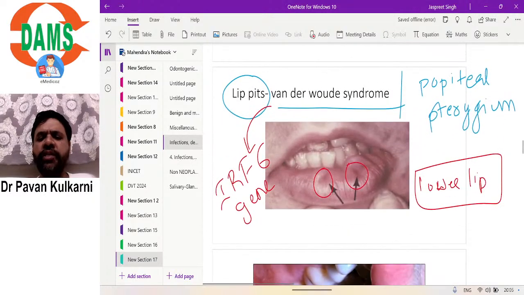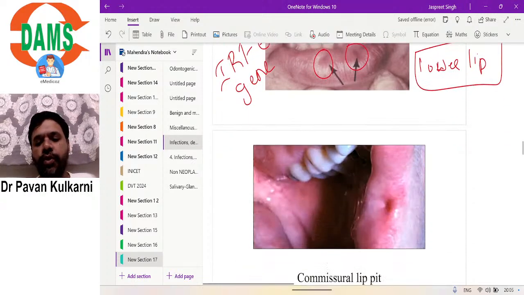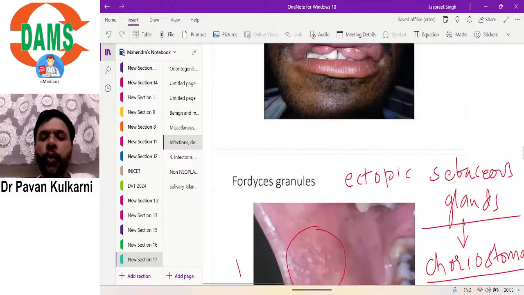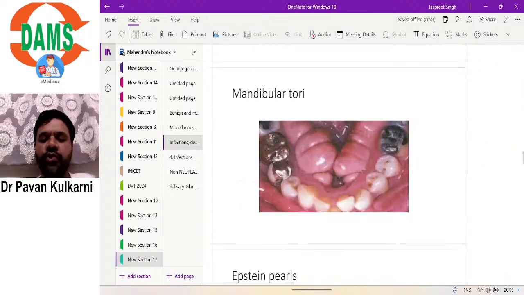Now this is our first image, that is the lower lip pit, that is associated with the Van der Woude syndrome. So these images are very classical. They are typically asked. They will give you this image and they'll ask you to identify the name or identify the syndrome associated with this particular condition. So double lip is over, lower lip pits is over, Fordyce's granules is over.